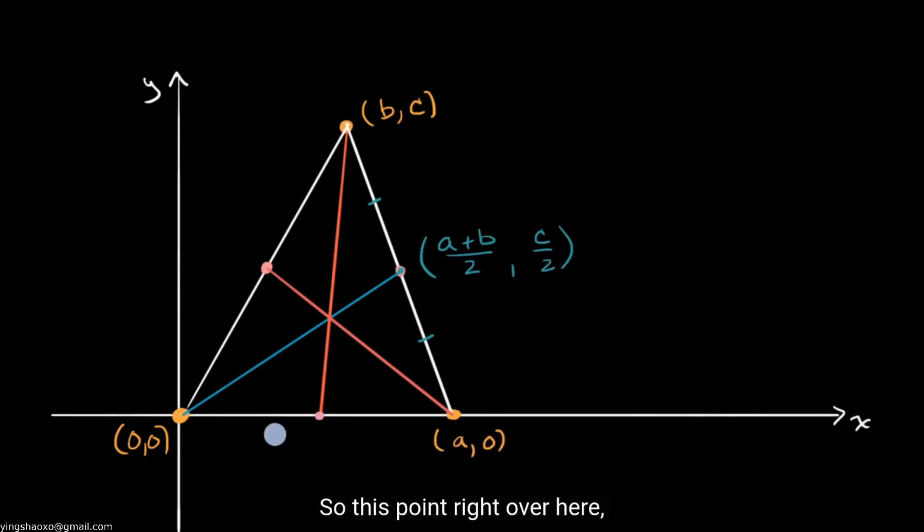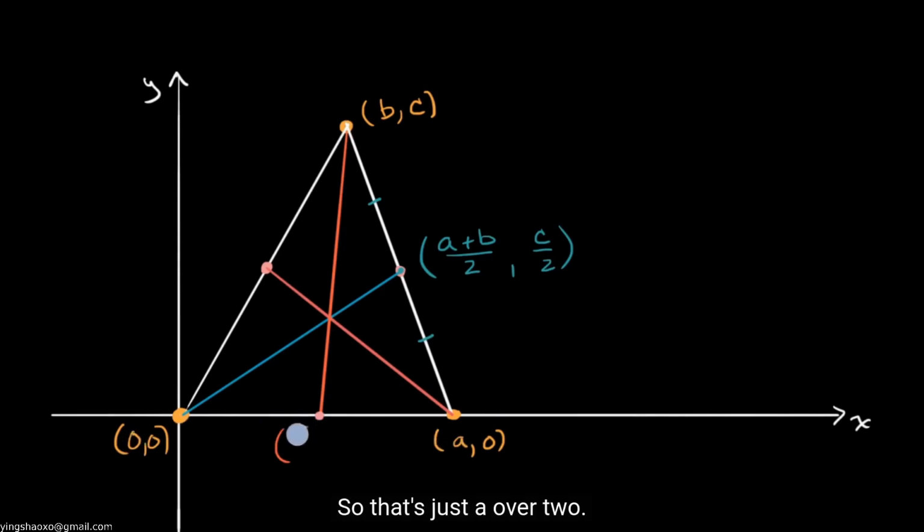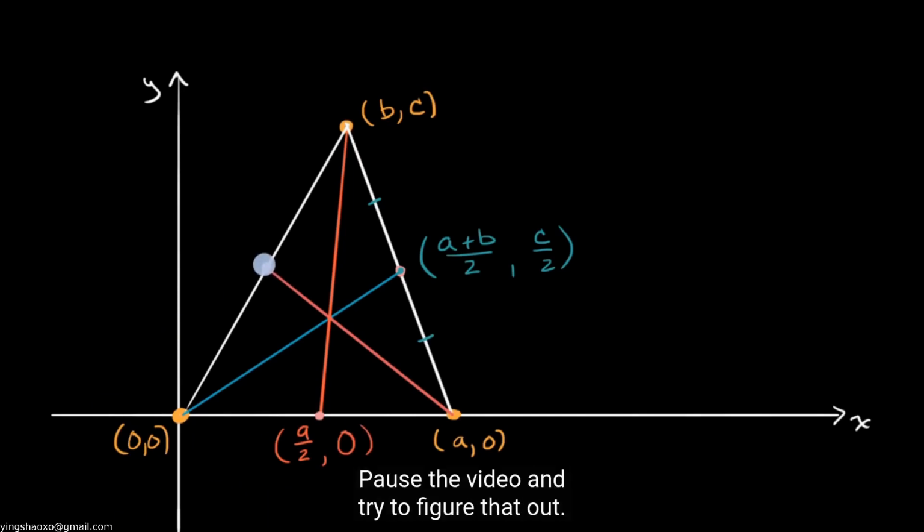So this point right over here, its x-coordinate is going to be the average of 0 and a. So that's just a over 2. And its y-coordinate is going to be the average of 0 and 0. You can see that it sits on the x-axis, so its y-coordinate is 0. And then last but not least, what's the coordinate of this point? Pause the video and try to figure that out.